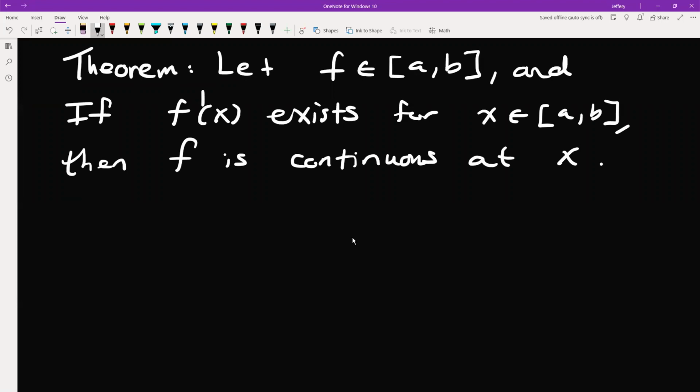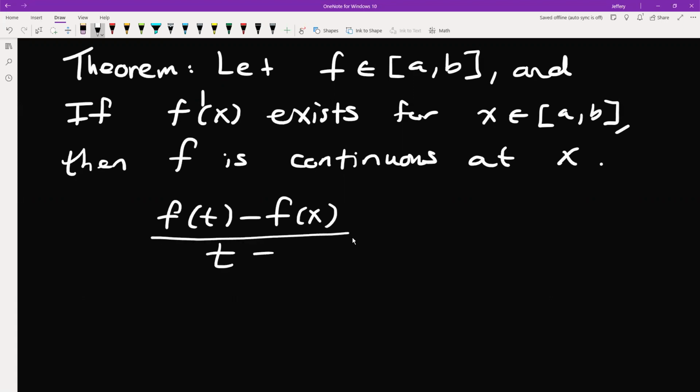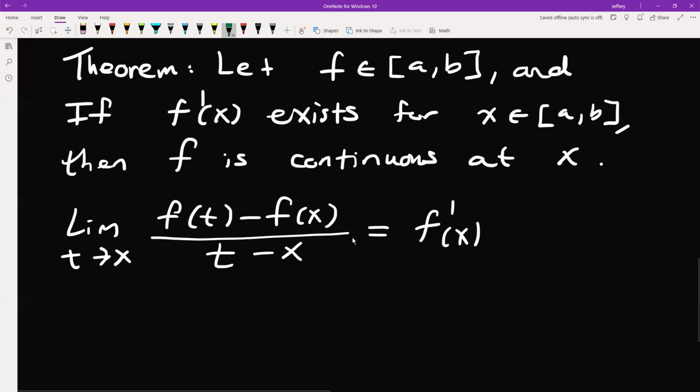Now, of course, the converse obviously isn't true. Maybe it's obvious, maybe it isn't. But let's look at a proof. Okay, so let's look at this derivative. Here's my derivative, right? This is the limit as t goes to x equal to f prime of x. Now I know this exists because we supposed it here. So f prime of x exists, and f is a function defined on a to b.